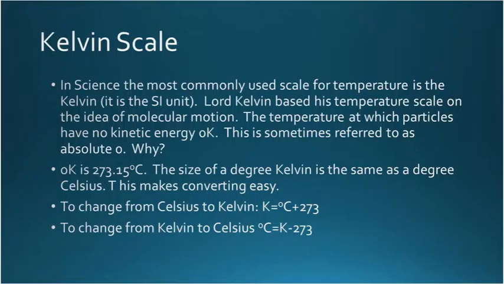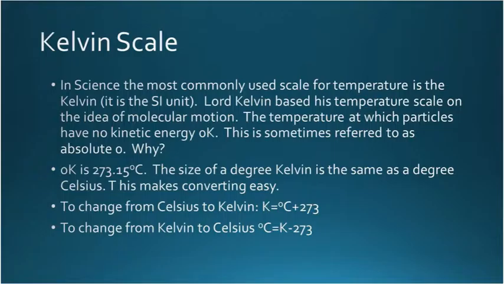0 Kelvin is negative 273.15 degrees Celsius. The size of a degree Kelvin is the same as the size of a degree Celsius. So this makes converting temperature easy.